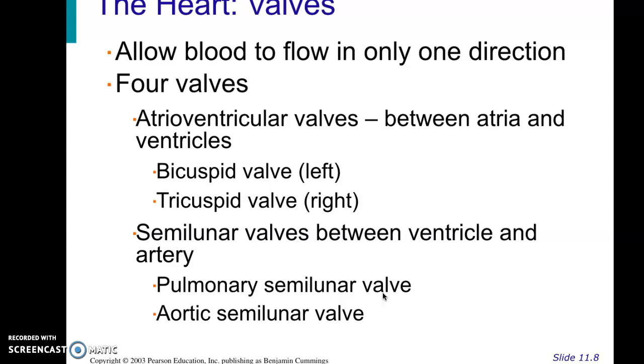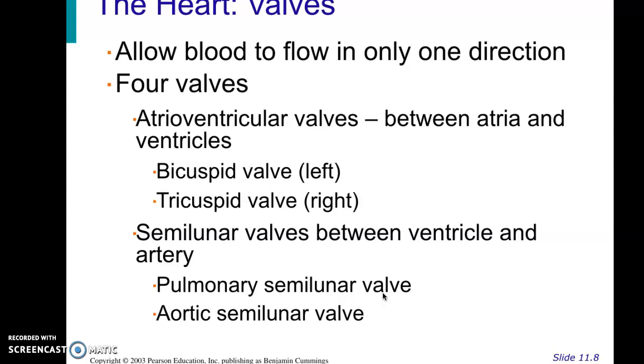From the right ventricle, it will exit through a valve into the pulmonary artery, and that particular valve is called Pulmonary Semilunar. So both of the valves between the ventricles and the blood vessels are called semilunar valves because they look like half moons.